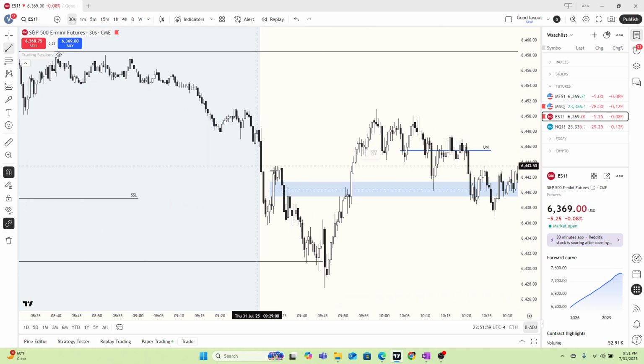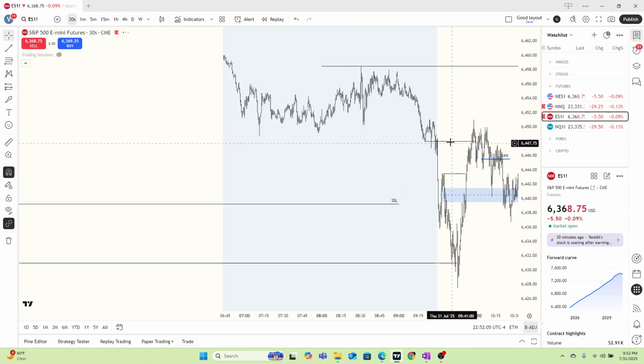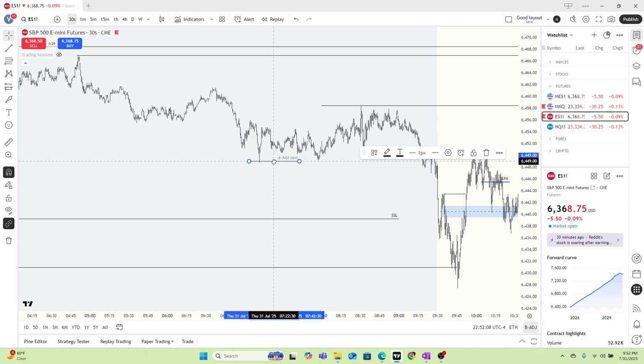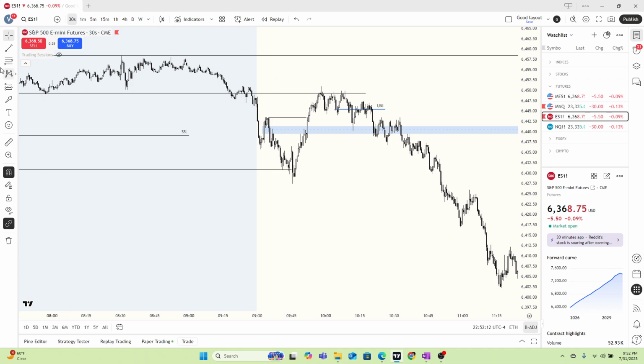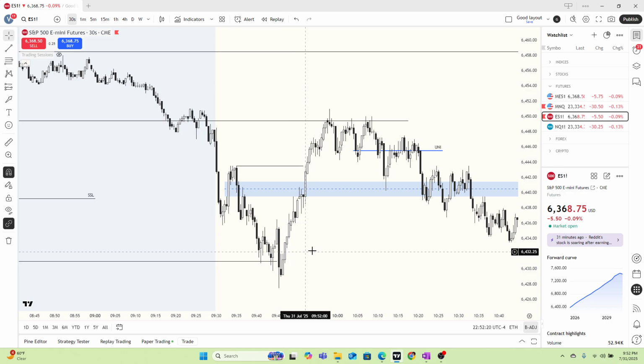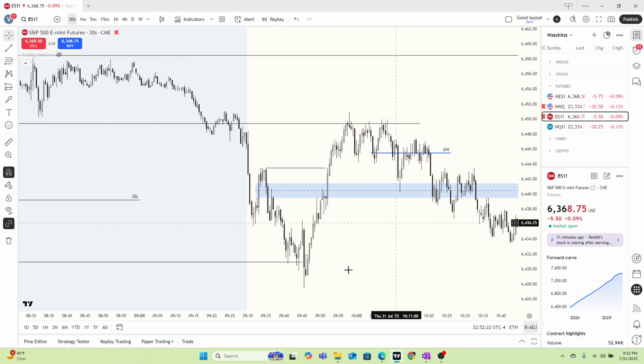In reality, I probably should have targeted these highs and this 1 hour, or sorry, this 1 hour order block, all aligned with standard deviation of the model as well. So that was a really good trade.